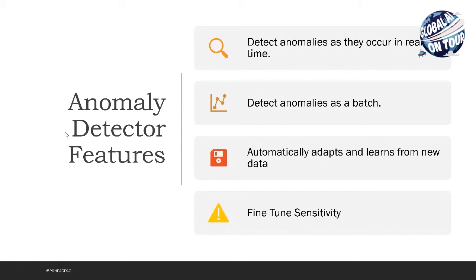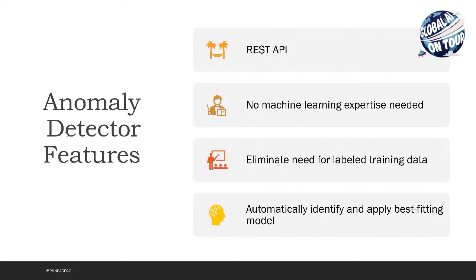As a batch, let's say you're building a report, your sales data, you pass all your time series sales data, and that API would return where the anomalies are. The good thing about the Anomaly Detector, it automatically adapts and learns from new data, and of course you can also tune the sensitivity of it. But then it's just a REST API. For us app developers, we don't need machine learning expertise to incorporate it into our program. It eliminates the need for training data because it does not require any training data. It identifies the best fitting model.